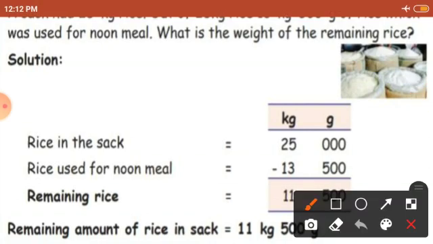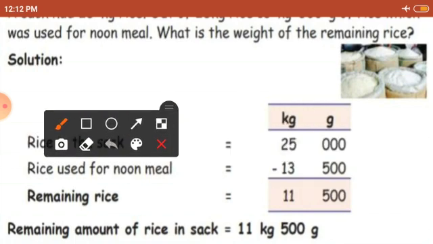Now let's subtract this. So see, 0 minus 0 you will get 0. Next 0 minus 0 you will get 0. Next 0 minus 5. Is it possible to subtract? No. Then we will borrow 1 from here and this will become what? 4 and here what will come? 10. It will become 10. So 10 minus 5 you will get 5. Next here 4. 4 minus 3 you will get 1. And here 2 minus 1 you will get 1.